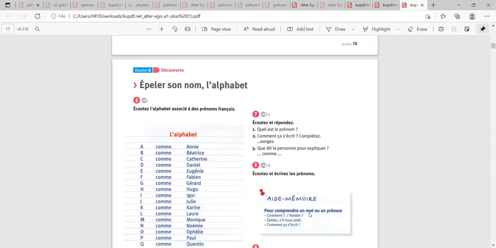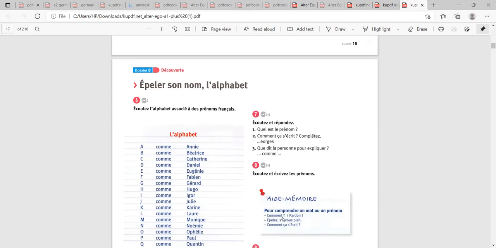More, we have a word, W-O-R-D, mot. Repeat after me, my team. Open your mute and speak like anything with me. Pour comprendre un mot. Repeat after me, pour comprendre un mot. It means for understanding a word. Ou un prénom, or a first name. Say Claire.